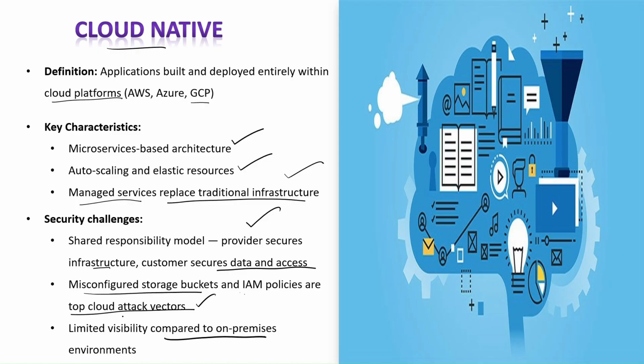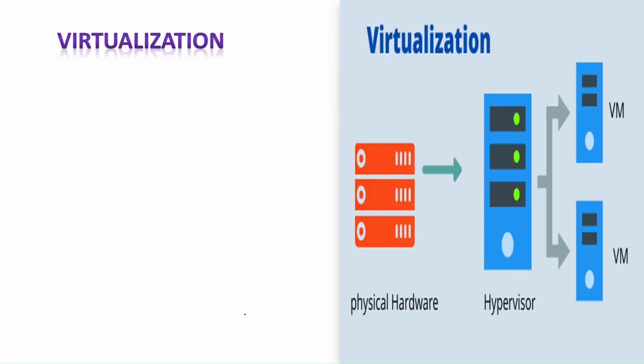So in cloud, we don't have the hypervisor level or the hardware level visibility that we have in on-prem. So again, we have limited visibility inside the cloud as we have in our on-prem environment.